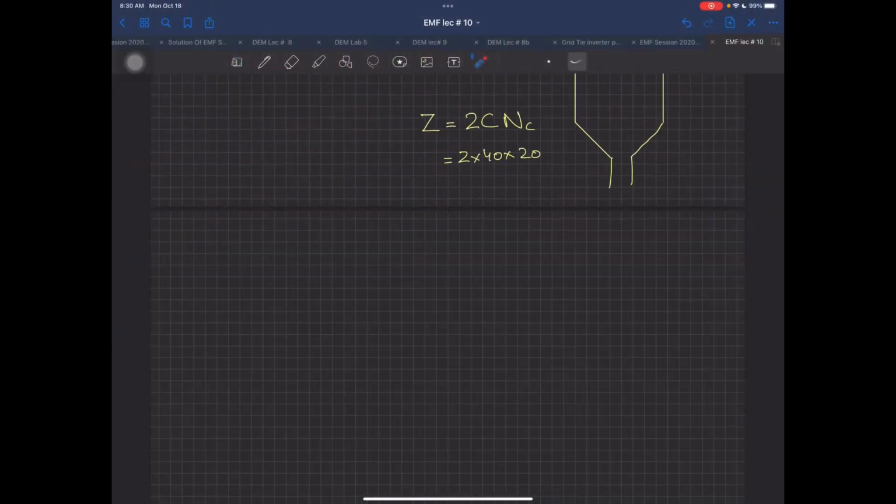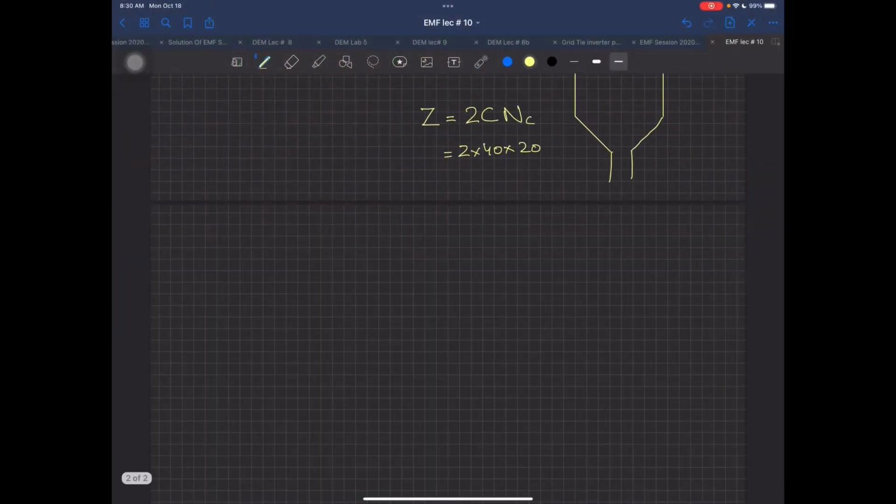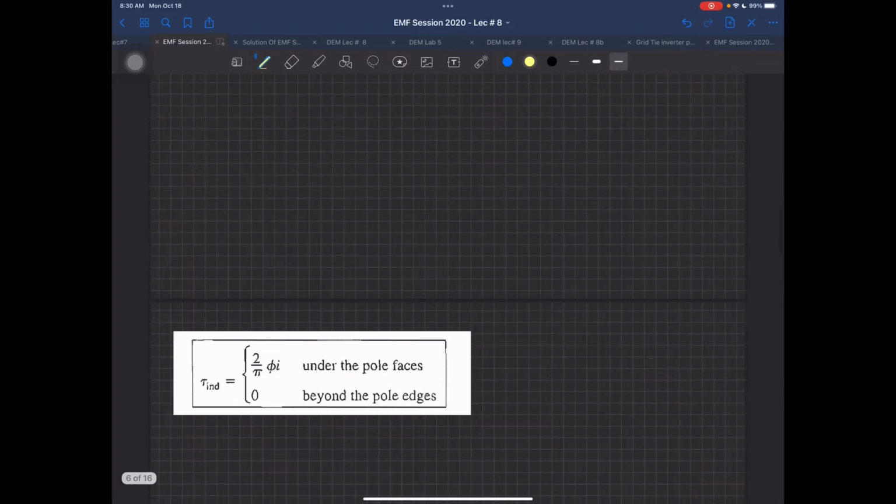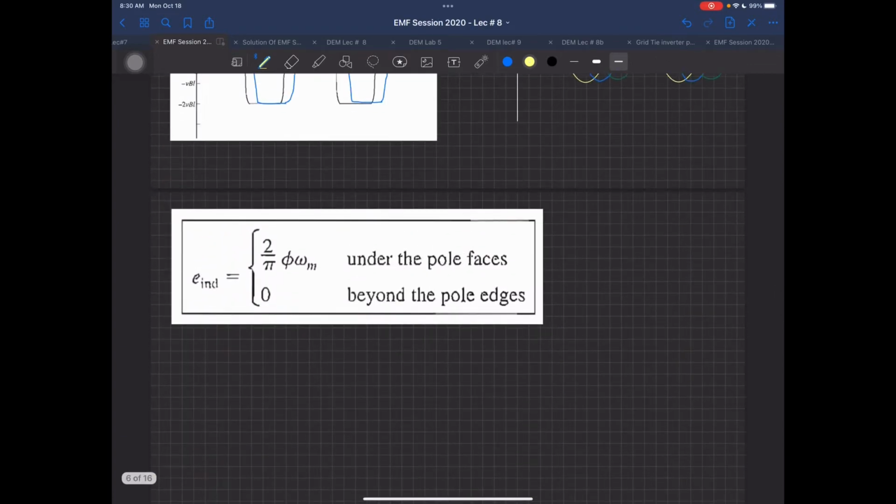Lecture number 10. In the last lecture, we talked about E equal to 2 by pi into flux phi into omega. This was the EMF equation for P equal to 2 and a single loop. Agreed? Just for confirmation, the formula for a single loop was 2 by pi into flux phi into omega.